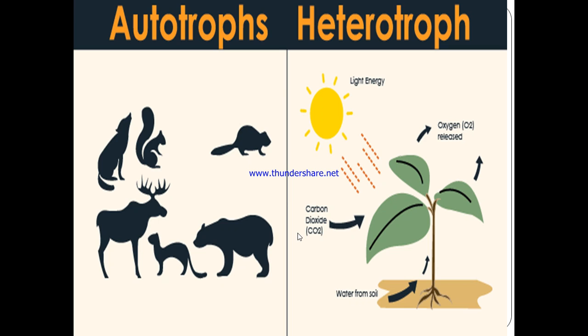Animals, on the other hand, are known as heterotrophs. Hetero means other, troph means food. They are not preparing their food. Their mode of nutrition is known as heterotrophic. They depend on others for food.